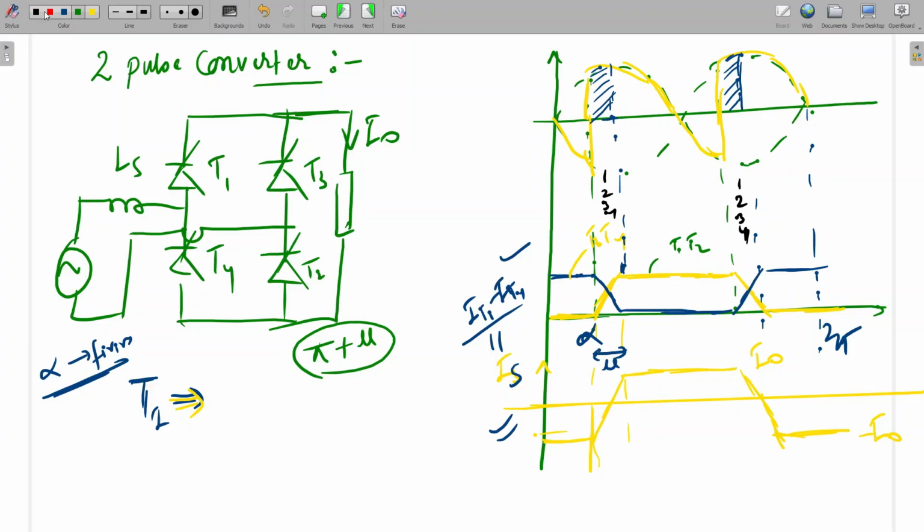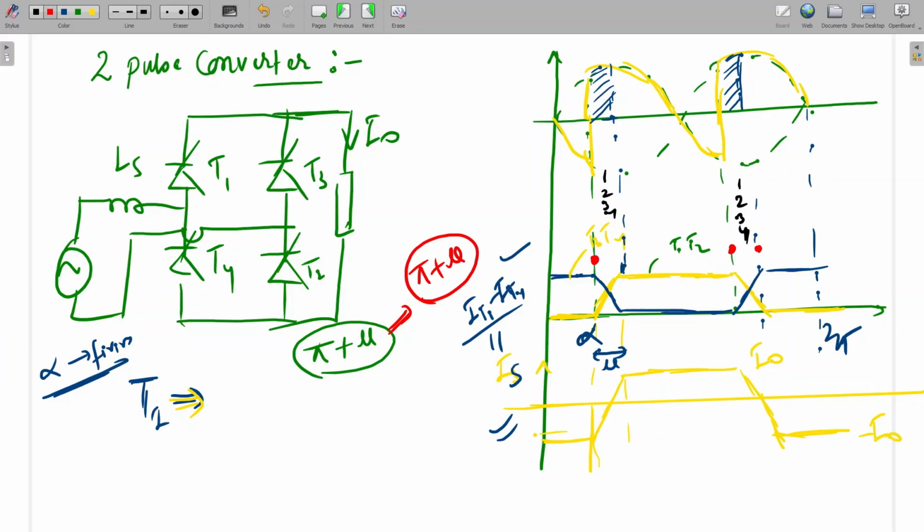See here, this is the starting point. Up to here, what is the value? This is alpha, this is pi plus alpha. So pi plus alpha minus alpha, from here to here it is pi, and from here to here it is mu. So the conduction angle of all the thyristors will be pi plus mu. I think it is clear to all.